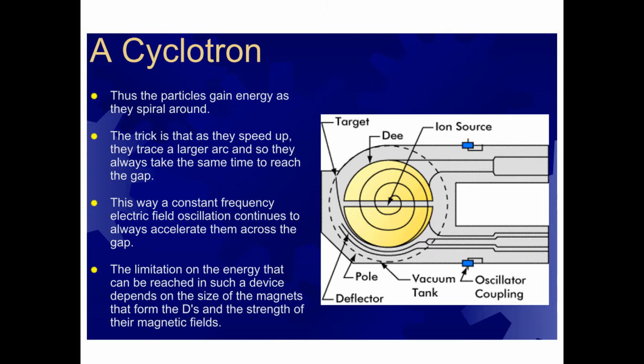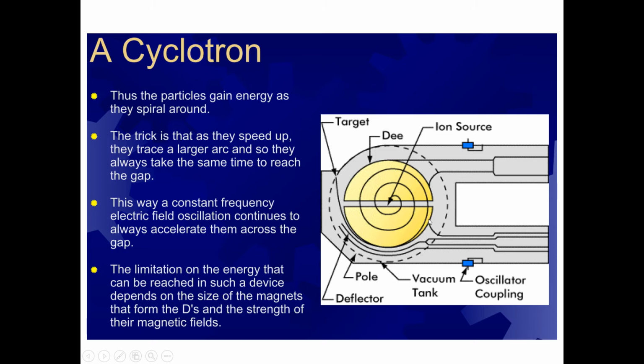You can see it here: the particle spirals around, through the first D and then through the second D. As they speed up, they trace a larger arc, so they always take the same time to reach the gap, whether they started from the first D or the second. This way, a constant frequency electric field oscillation continues to always accelerate them across the gap.